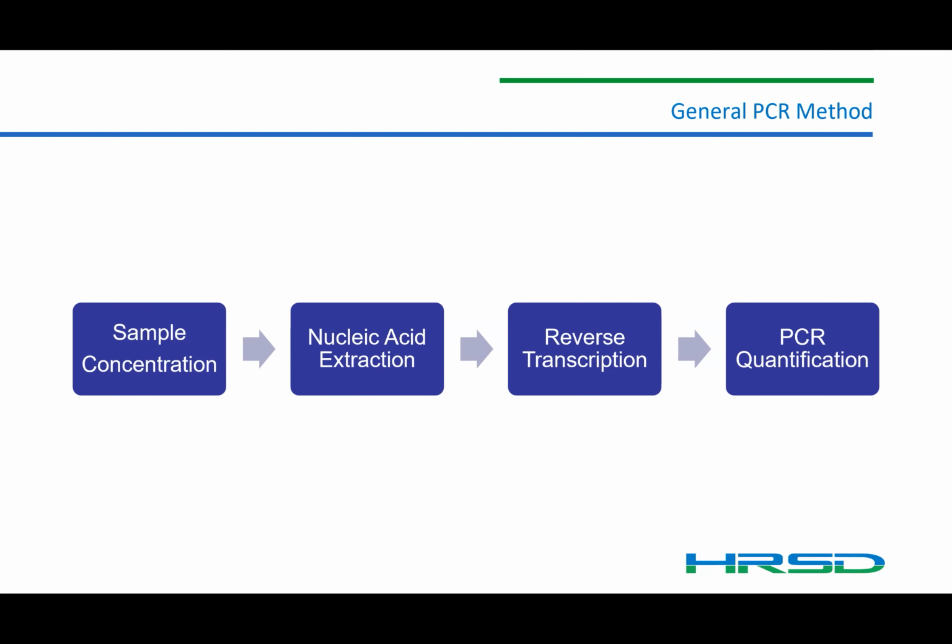For instance, for sample concentration, some of the popular concentration methods are PEG, electronegative filtration, ultracentrifugation, and various others. For nucleic acid extraction, you can do RNA extraction only, or RNA and DNA co-extraction, and within those there's many options. And then even for reverse transcription, you have the option of 1-step or 2-step. And as I mentioned before, for PCR quantification, you can do qPCR or digital PCR.